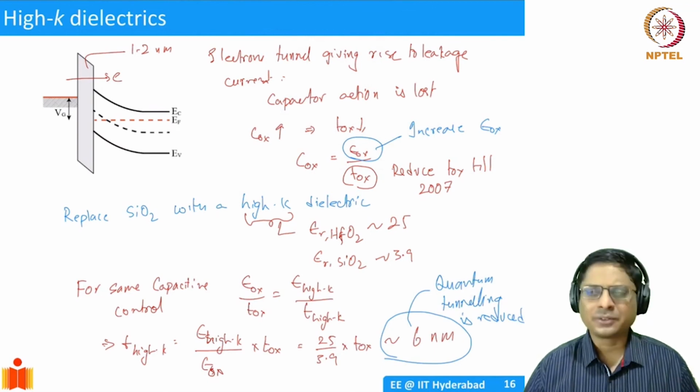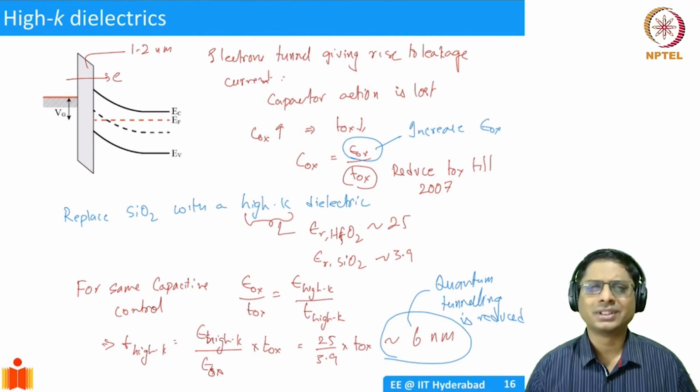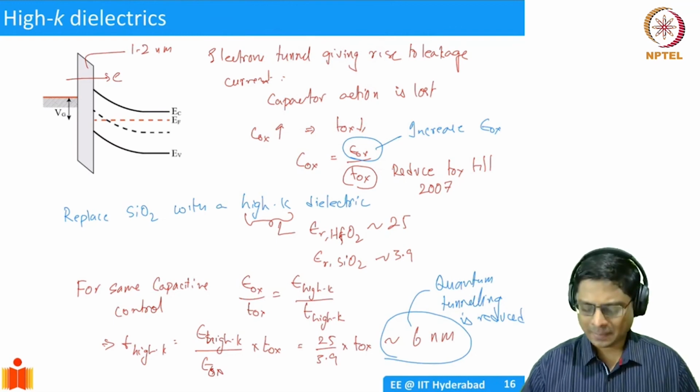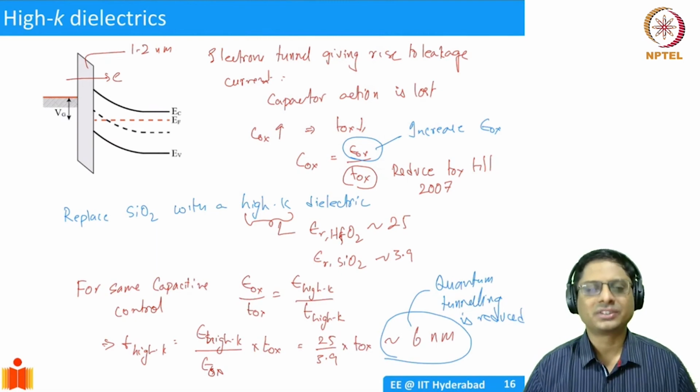I'll give you a small problem in the assignment based on high K dielectrics. Just compute some numbers, or maybe I'll do one of these problems for high K so that you get exposure to what it is. This is just one aspect of scaling: the thickness of the oxide is reducing. We will talk about other aspects once we discuss the basic MOSFET.